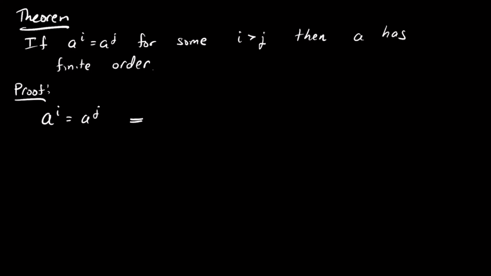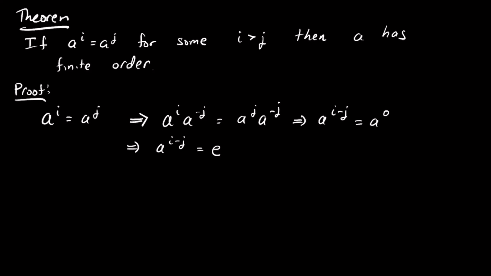So I can look at a to the i is equal to a to the j. And what I'm going to do is multiply both sides by a to the minus j. So I have a to the i times a to the minus j is equal to a to the j times a to the minus j. And then if I look at this, this is really telling me that a to the i minus j is equal to a to the 0. But that tells me that a to the i minus j is equal to e. And I know that since i is bigger than j, i minus j is positive. But what does that tell me? That I found some positive power of a that gives me the identity. So I can say, hence, the order of a is finite. So that finishes my proof.